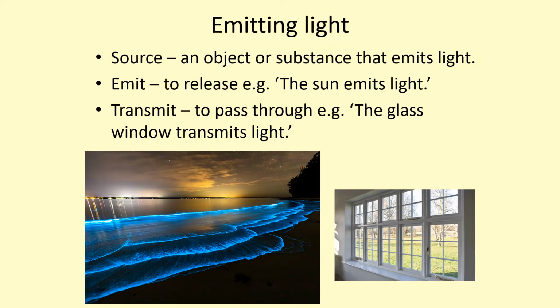Alright, lots of keywords in this lesson. A source is an object or a substance that emits light, and emit means to release. So for example, the sun emits light. We've also got a picture down here which shows lots of sources emitting light. We've got the lights of a town in the background, we've got probably the setting sun, and we've got some other stars in the sky. And down here, this is not a photo effect, this is actually bioluminescent plankton in the sea. And they are a source of light because they emit light.